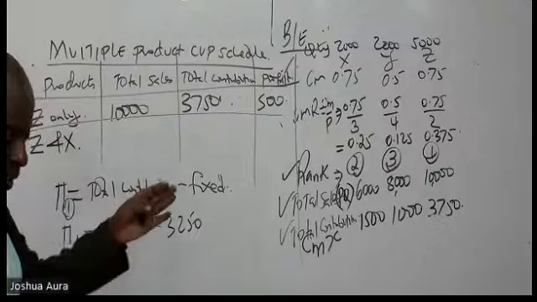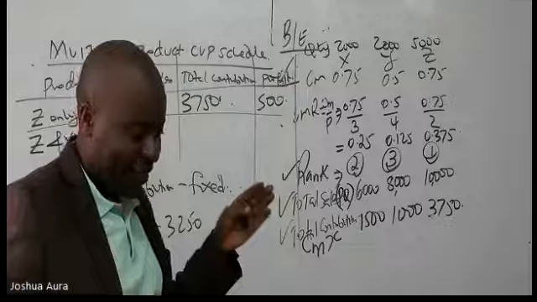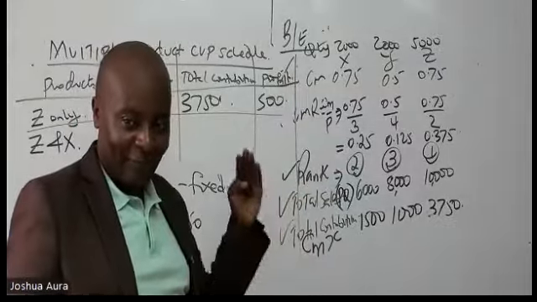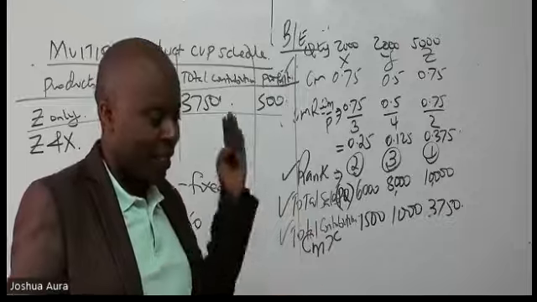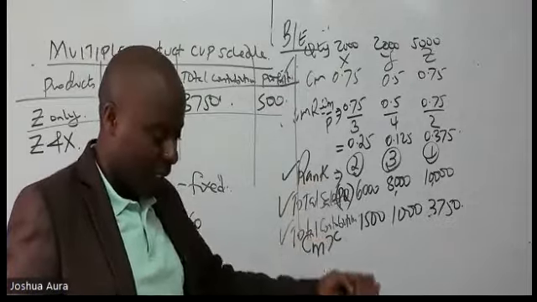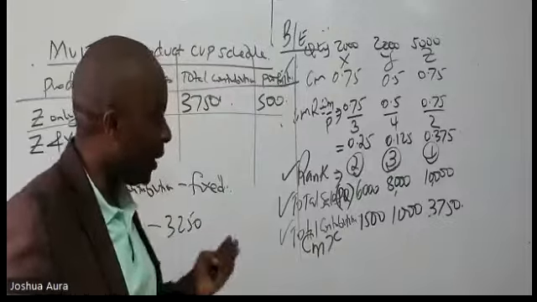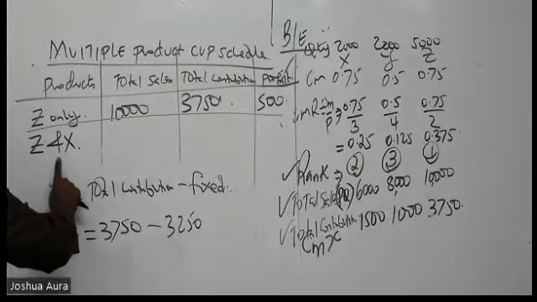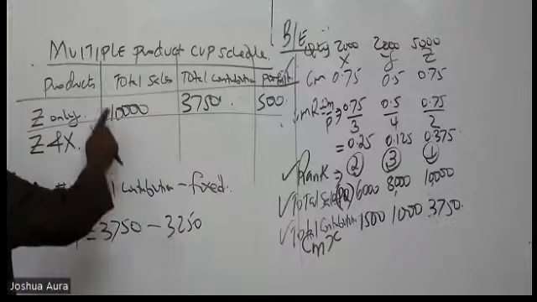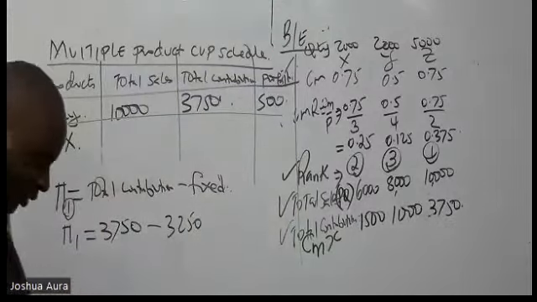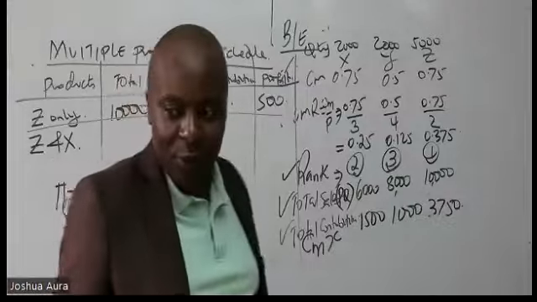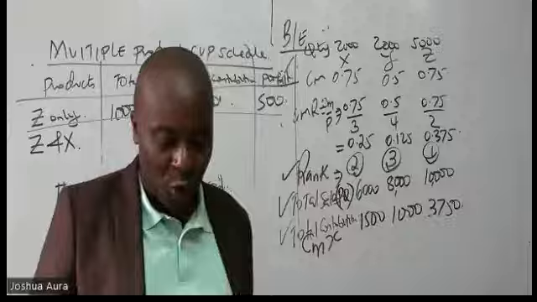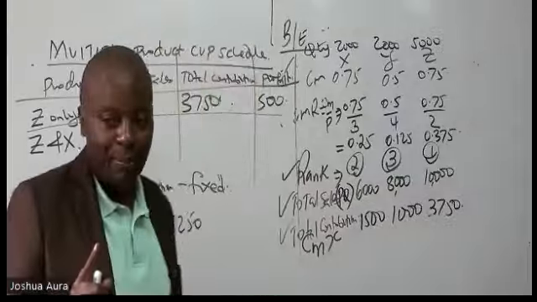You start with the best ranked alone. Second scenario, you take best ranked with second ranked. Third scenario, best ranked, second ranked, and third ranked, etc. So now, ladies and gentlemen, if you're to produce Z and X, what total sales will we generate as an organization if we were to produce the two of them? Thank you so much.